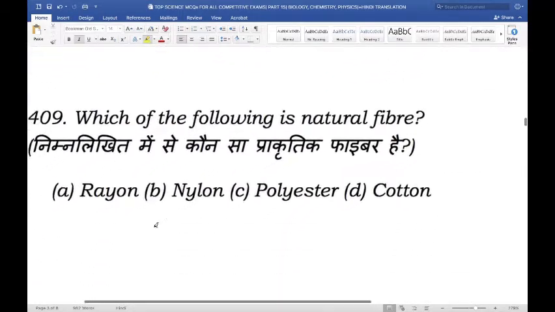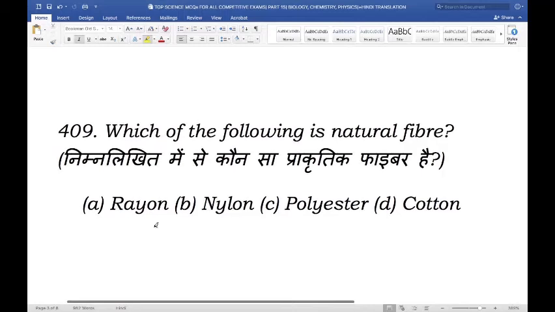Next, which of the following is a natural fiber? So out of these options, which is a natural fiber? Is it rayon, nylon, polyester, or cotton? And the right answer here is cotton.